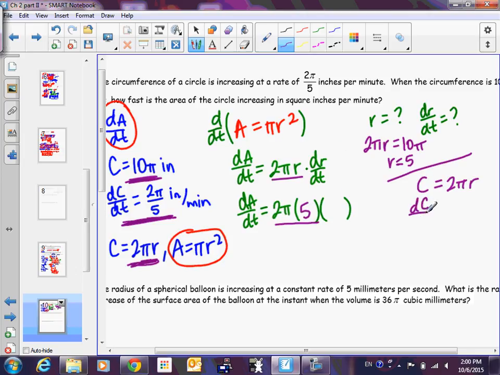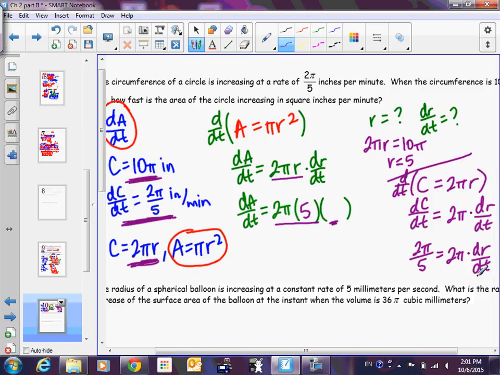So now this one's going to be dC over dt equals 2 pi. Let me write actually what I'm doing. Sorry. I'm deriving both sides. So the derivative of 2 pi r would just be 2 pi times dr over dt. So now plug in 2 pi over 5 equals 2 pi times dr over dt. This is what I'm looking for. This is what I need, and that's what I'm going to plug in over here. So what is dr over dt?